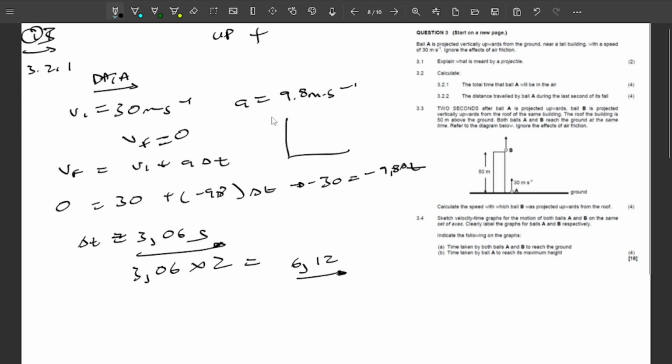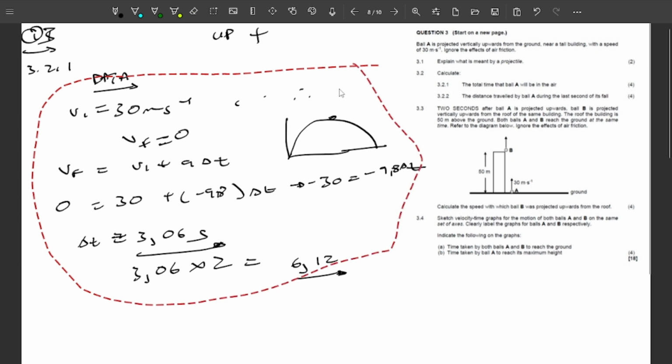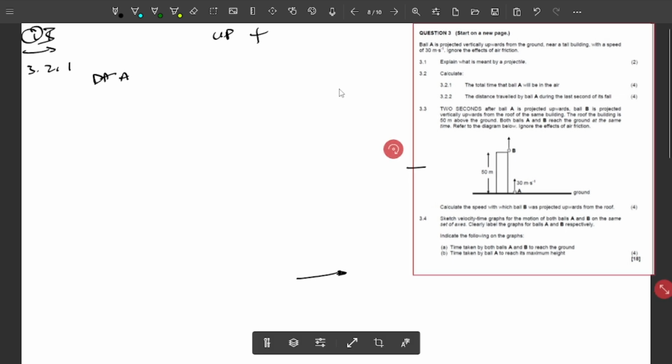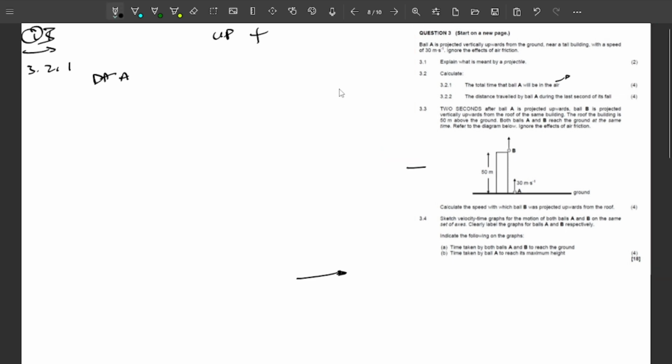Basically, if I were to describe its motion with a graph, it's just going to be like this, a parabola. That's all there is to the first question of 3.2, because there's nothing much I can add. So yeah, that's all for the first one. The total time for this one is going to be 6.12 seconds. Good. Then afterwards, let's look at 3.2, shall we?